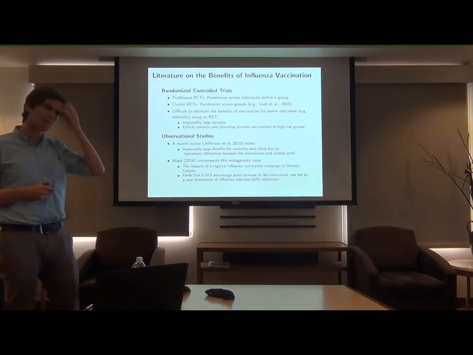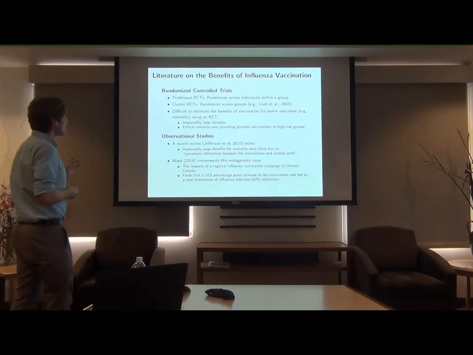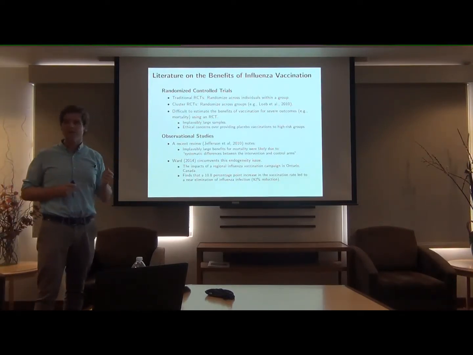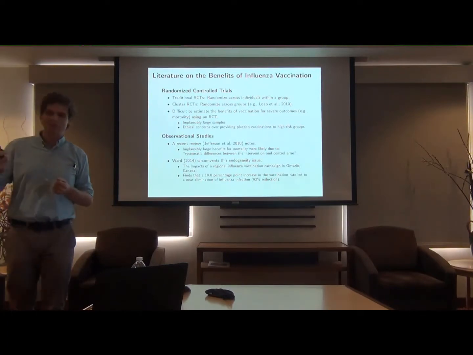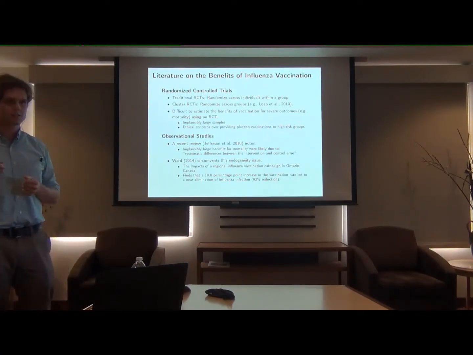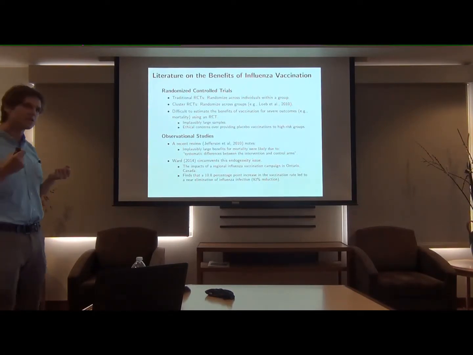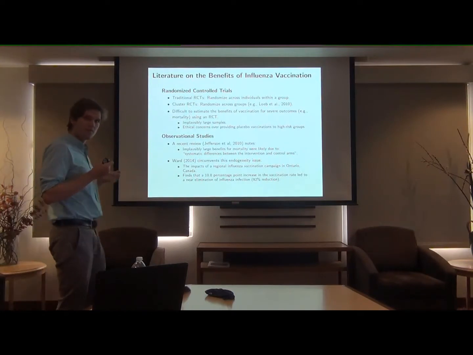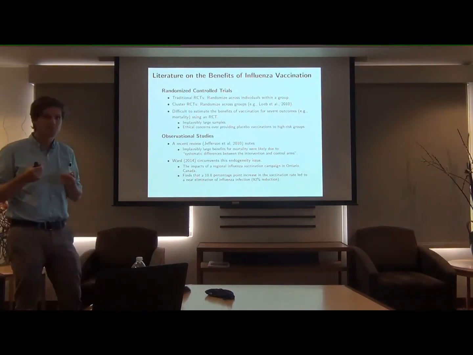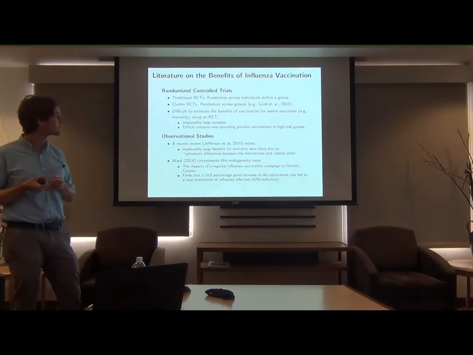All right, so first, thinking about the RCT literature. In a traditional randomized controlled trial, you randomize treatment, so you randomize vaccination across individuals within a group. You then compare outcomes across those individuals. With a traditional RCT, you can't actually pick up externality effects at all, right? In fact, your estimates would be downward biased if there are externalities present.